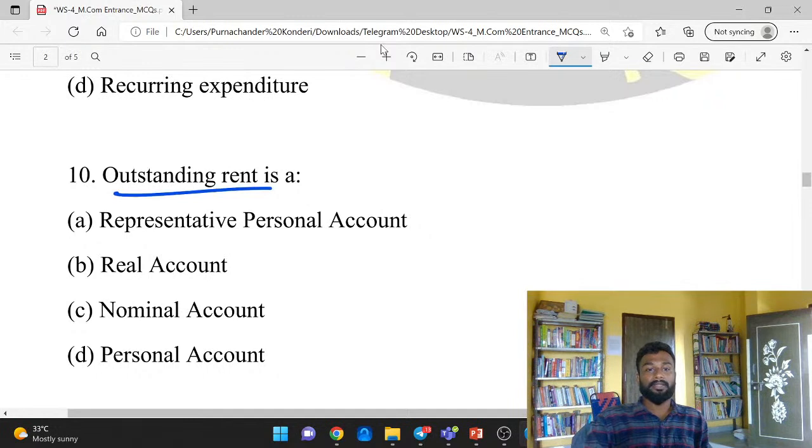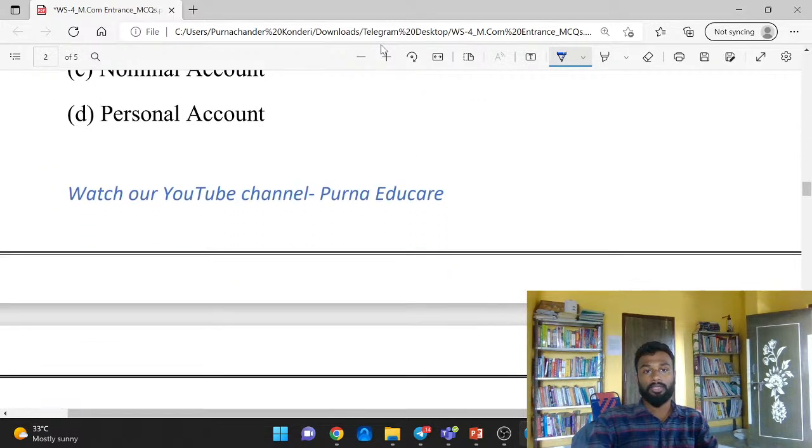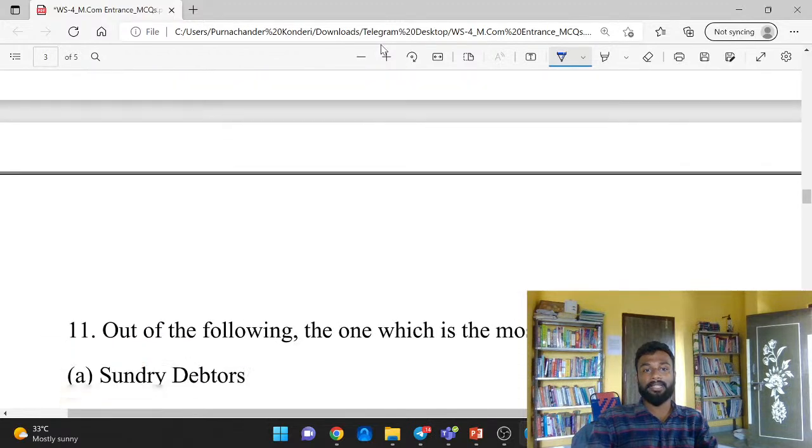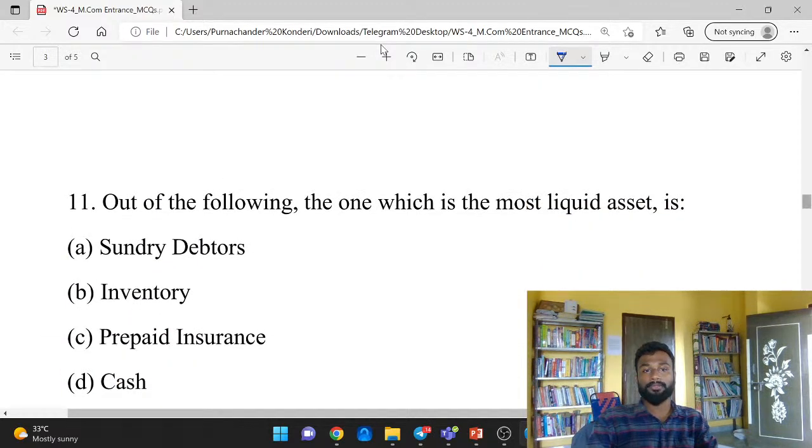Outstanding rent is which account? Try to understand. Very good, Vedita. Outstanding rent is a purely representative personal account.